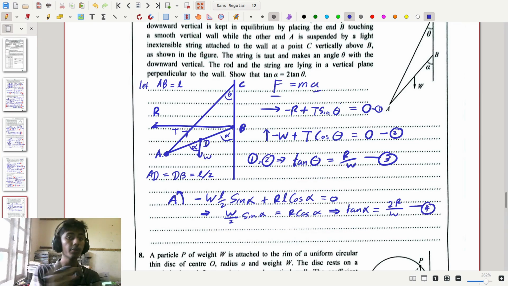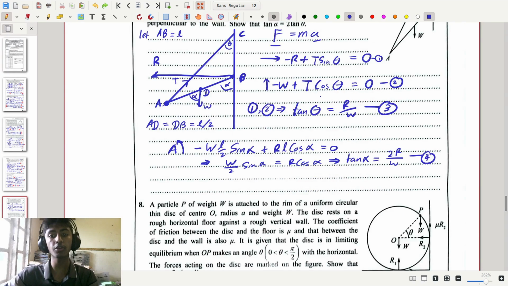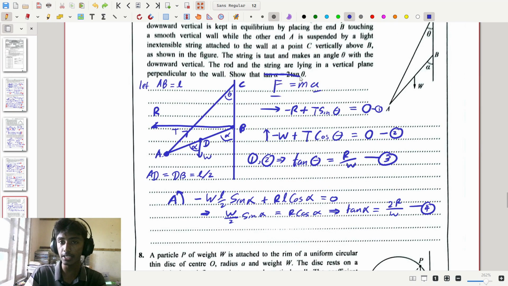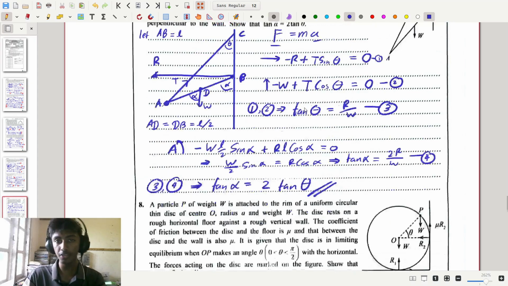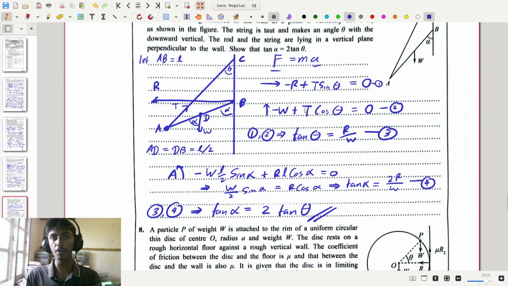Previously I could have used the equation number 4 that I defined earlier, but this equation number 4 is easy to work with. It's easy to work with because we have 2 times R divided by W, and R divided by W was found to be equal to tan theta, meaning that we can directly substitute that tan alpha is equal to 2 times tan theta, which is exactly what we wanted in the question right here. So if we do 3, 4, this leads us to tan alpha equals 2 times R divided by W, which is tan theta, so 2 tan theta, which is exactly what we wanted, and therefore this is the end of our solution for this question.